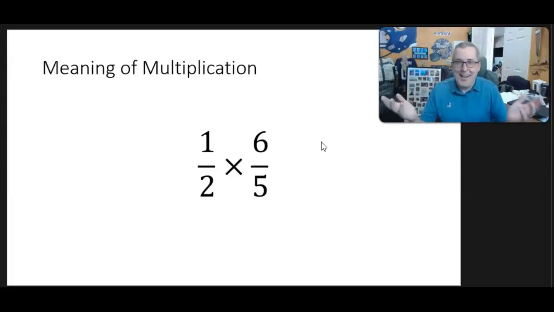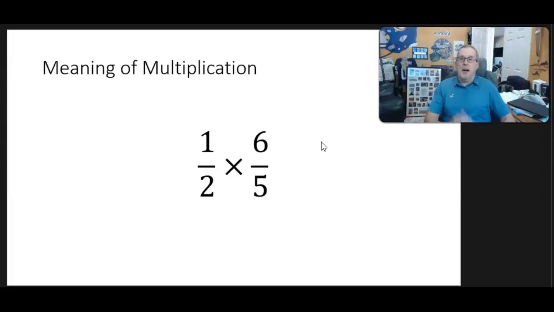See, you don't need any algorithm. You don't have to go, oh, what was it? Do you cross multiply? Do you get a common denominator? Instead, we focus on what does multiplication mean. And we do this, by the way, with everything. What does addition mean? What does subtraction mean? What does division mean? What anything means often drives what you should do. So if I know that multiplication means copies of, I can think, well, what would be a half of a copy of 6/5? Half of 6/5 would be 3/5.